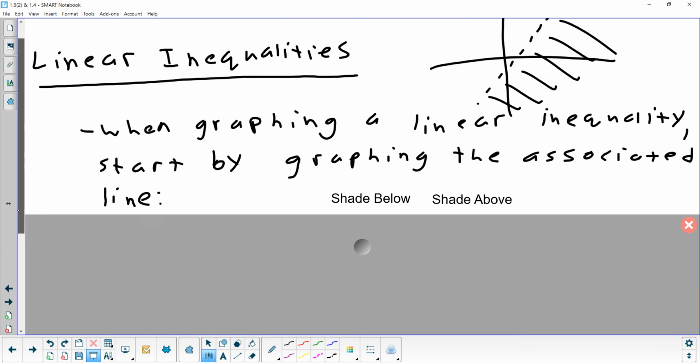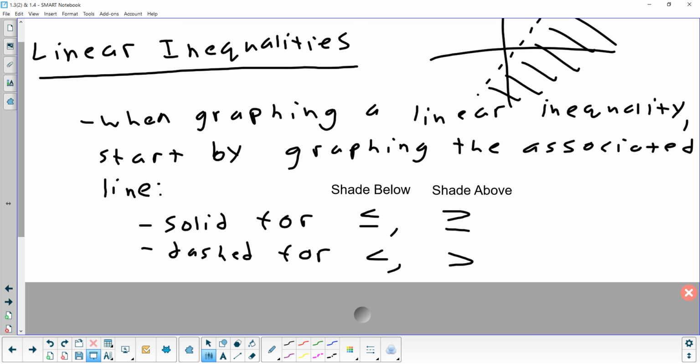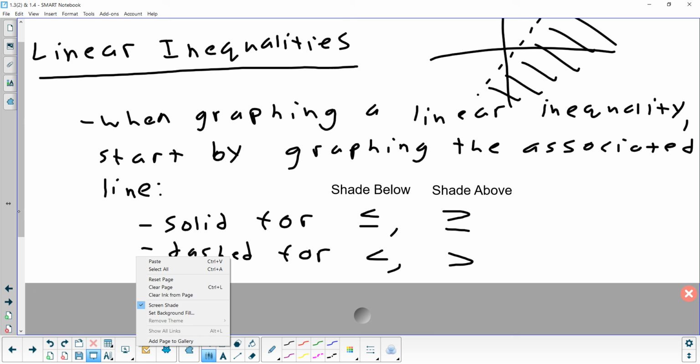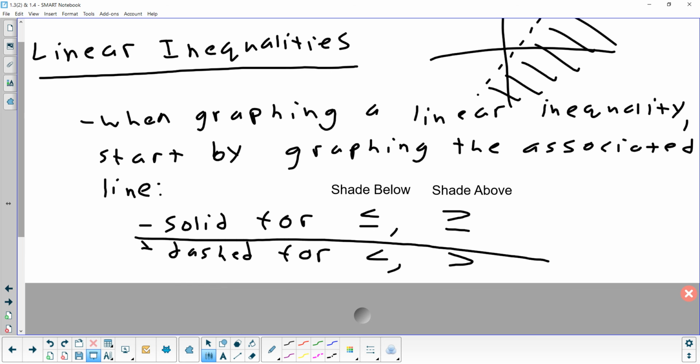Now you have two options for the kind of line. You either can have a solid line or a dashed line. Which line you use depends on what inequality symbol is in the problem. If you have a less than or a greater than, that's a dashed line. If you have a less than or equal to, greater than or equal to, that's a solid line. Okay, so this is kind of like a table.